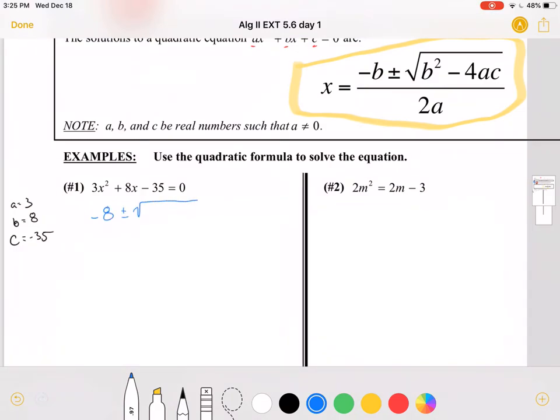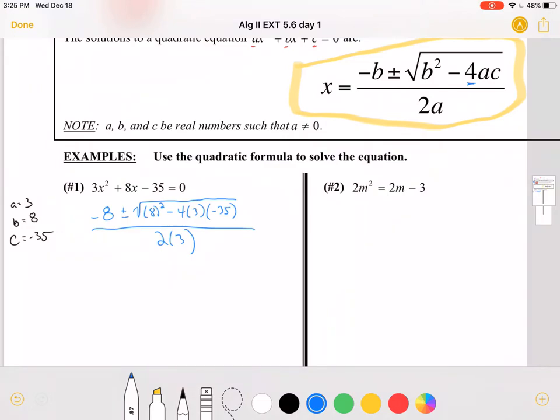the square root of. Whenever you put something underneath the radical, put parentheses around it. So I'm going to put 8 squared minus 4. The 4 is always going to be a 4 right there; it's just part of the equation. Times my a value, which is 3, times my c value, which is negative 35, all over 2 times my a value, which is 3.